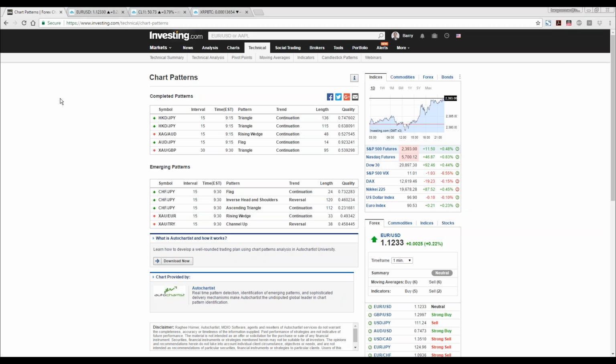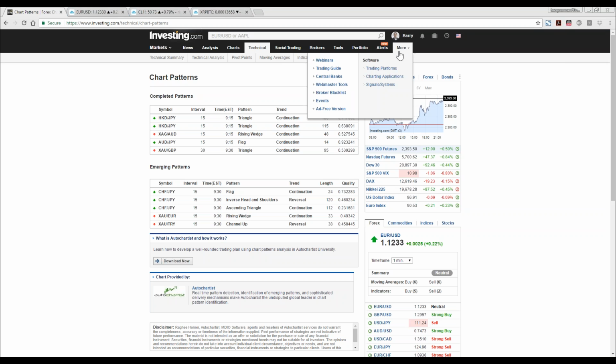Investing.com, if you just go look under chart patterns, and it depends on what the chart patterns for the assets you're looking at, depending on what assets you have in your portfolio. Okay. So this will tell you right now with the Hong Kong dollar, Japanese dollar, in a 15-minute interval, at 9:15 Eastern Standard Time, a triangle formed. It broke out in a continuation pattern, and it's telling you how strong it's got. They've applied a mathematical calculation to how strong that is.